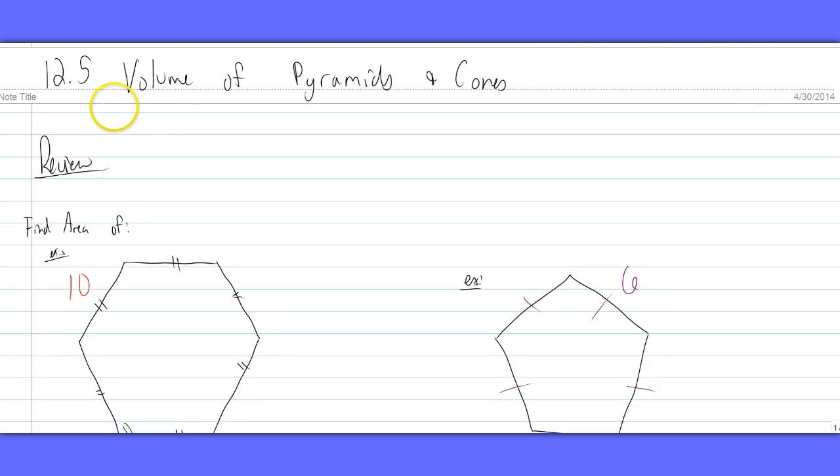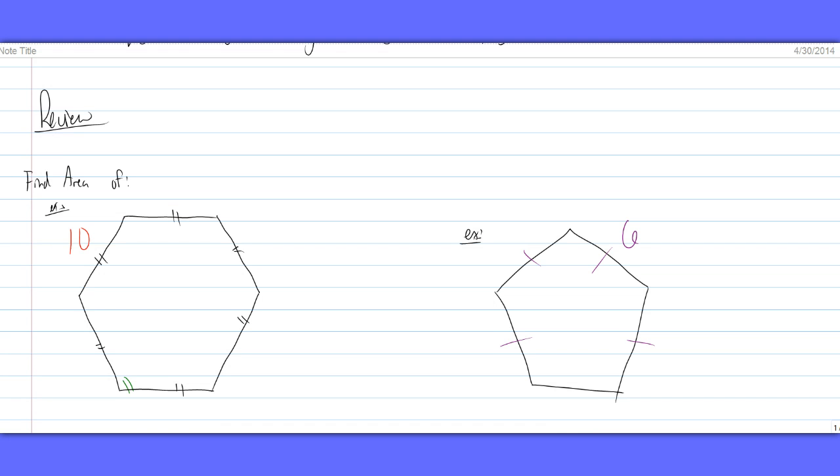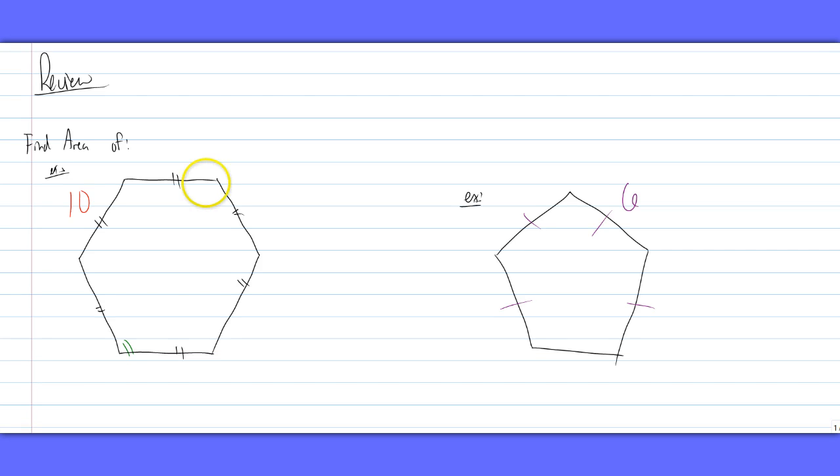This is section 12.5, volume of pyramids and cones. And to start off with, we're going to do a review of finding area of regular polygons. And to do that, we're going to draw in a couple of segments, draw in a segment to a couple of consecutive vertices, also draw in an apothem.